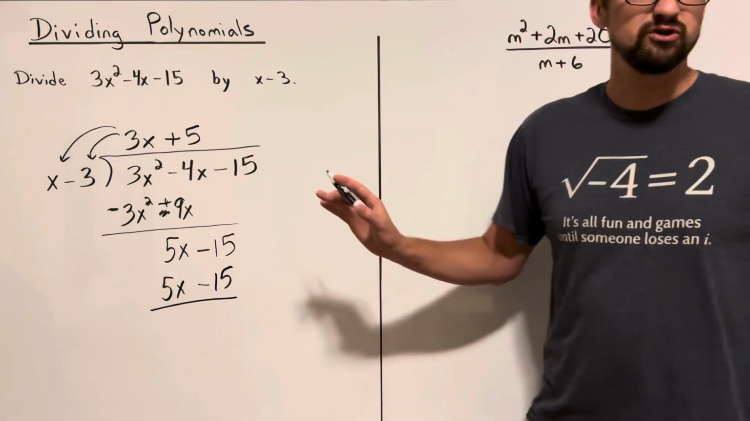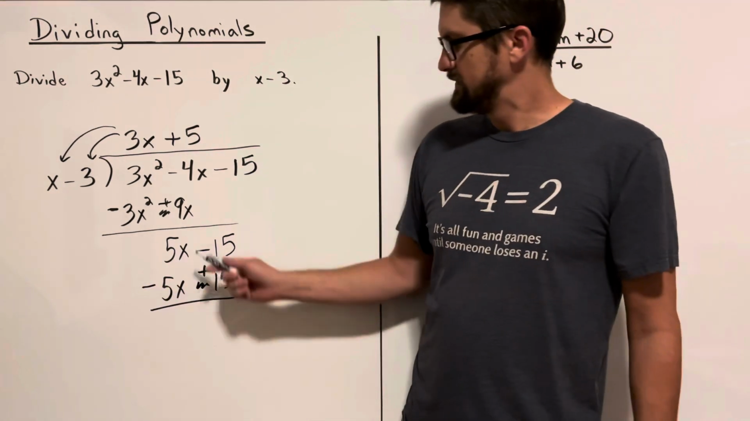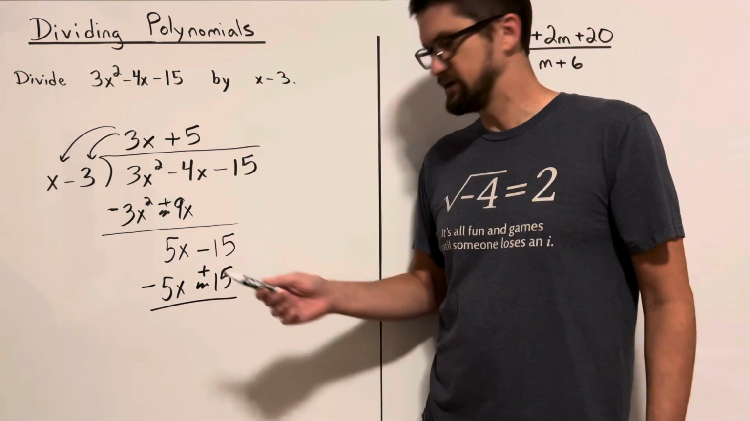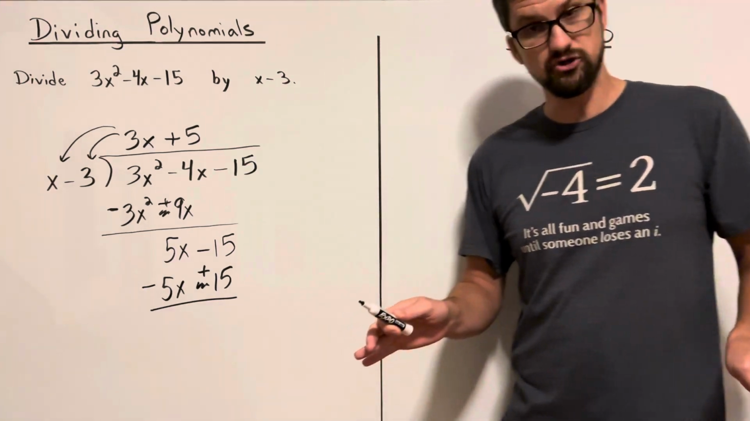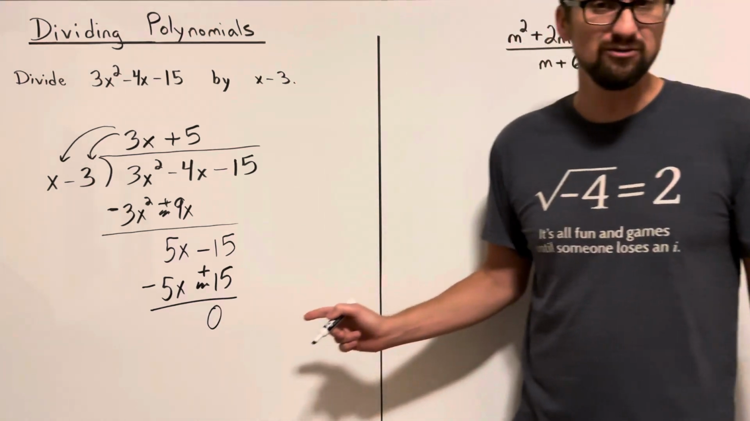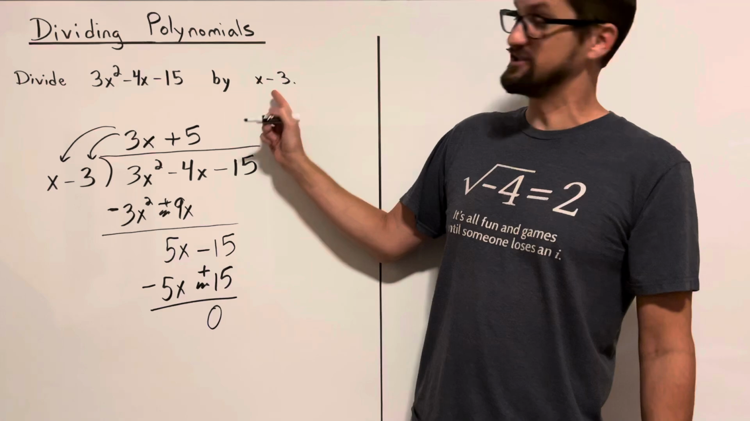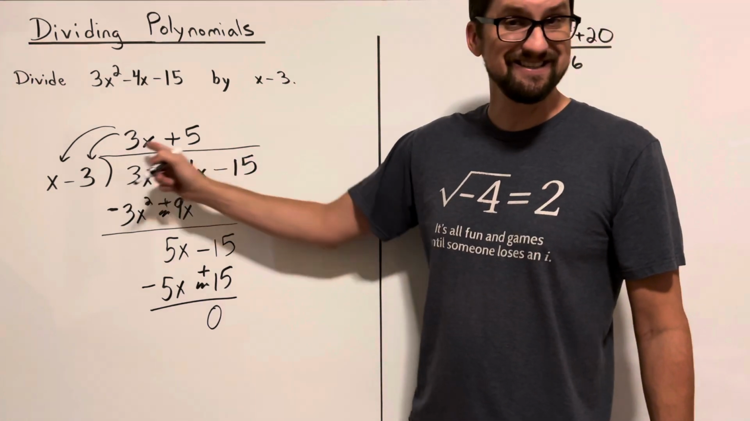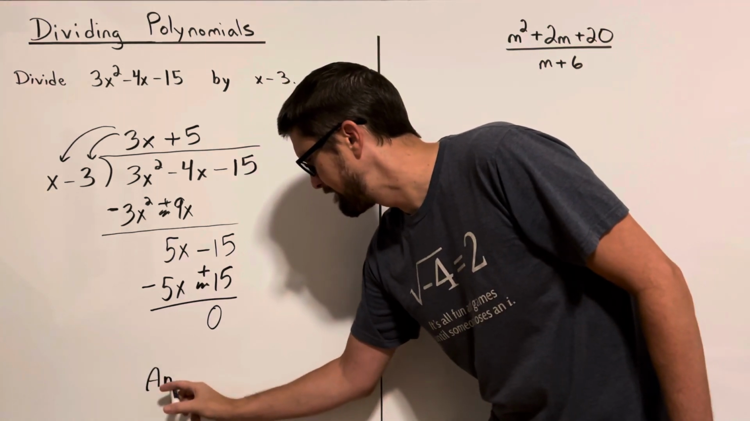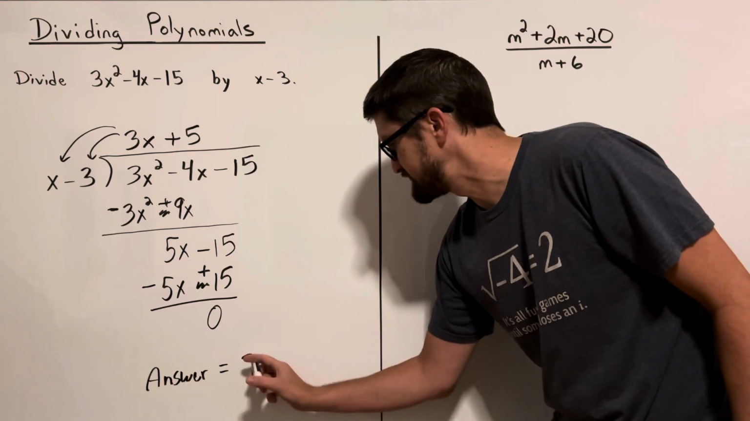All right, now we're going to subtract again. So remember, it just changes these signs. 5x minus 5x is gone. Minus 15 plus 15 is also gone. It gives you a 0. That's a remainder of 0. All right, so when I take 3x squared minus 4x minus 15 and divide by x minus 3, my answer is this top piece here. So the answer is going to be 3x plus 5.